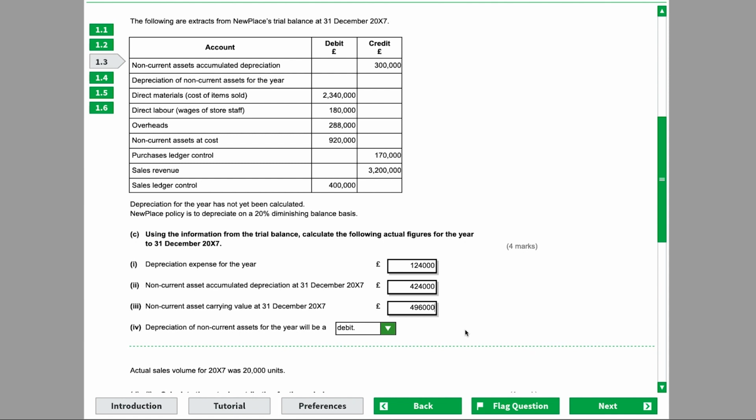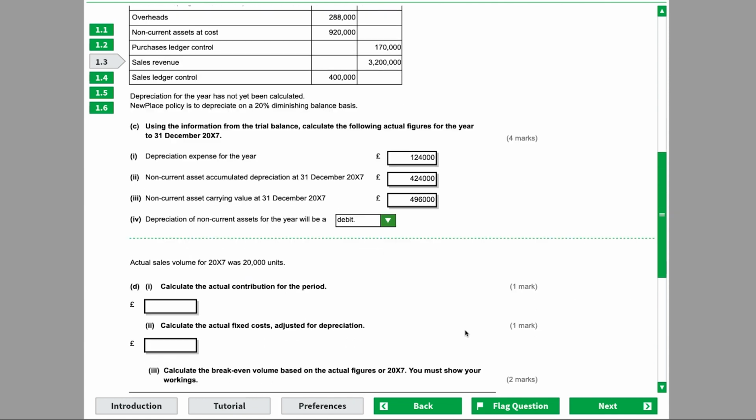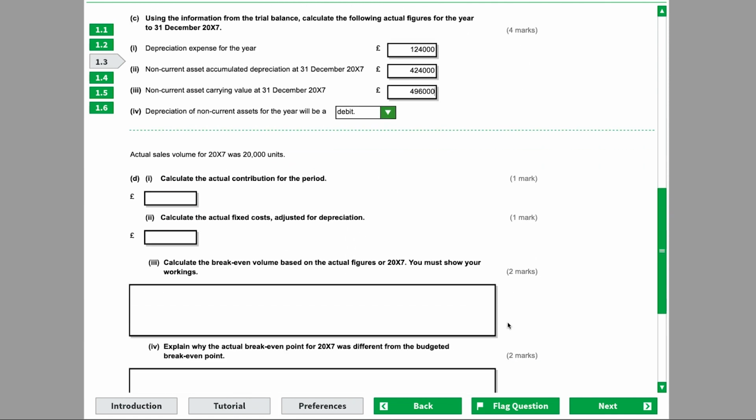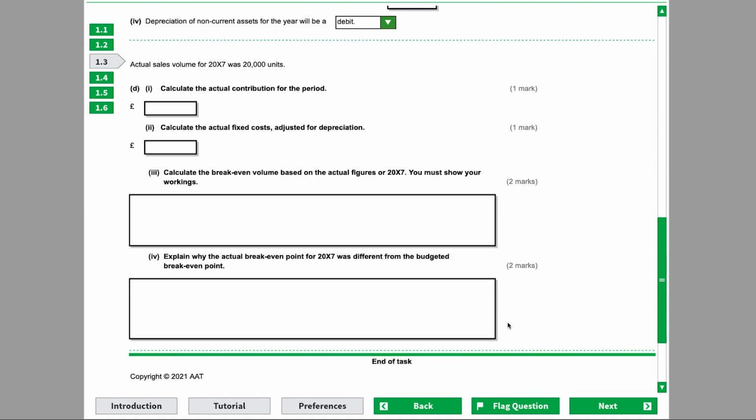And that covers off part C. Let's now move on to part D. And we can see from this that this is where our written tasks come in. So we'll answer the numerical questions first, and then we'll have a look at how to answer these written questions. So actual sales volume for 2017 was 20,000 units. For the first part then, it says calculate the actual contribution for the year.